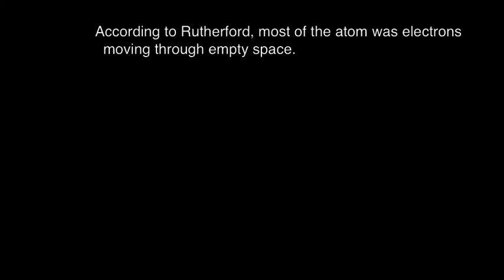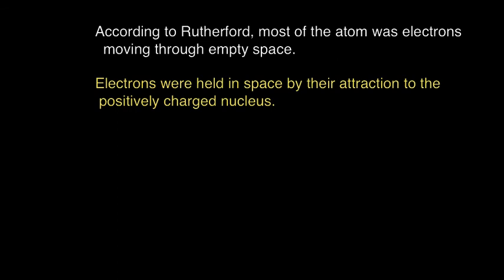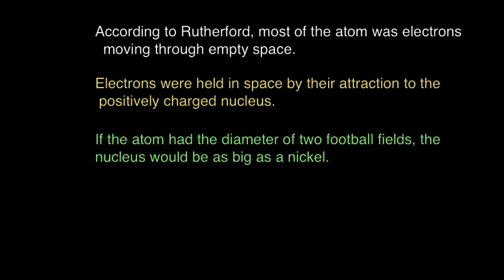So according to Rutherford's new model, most of the atom was electrons moving through empty space, and the electrons were held in space by their attraction to the positively charged nucleus. Keep in mind, if an atom had the diameter of 2 football fields, the nucleus would be the size of a nickel. But it would also have the mass of probably thousands of automobiles.